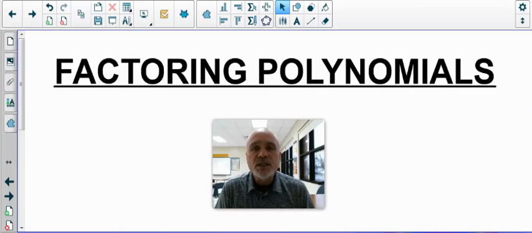Welcome back, everyone. Today we're going to start learning how to factor polynomials. It is the opposite of multiplying polynomials, which you've already learned how to do. It'll come in two parts.